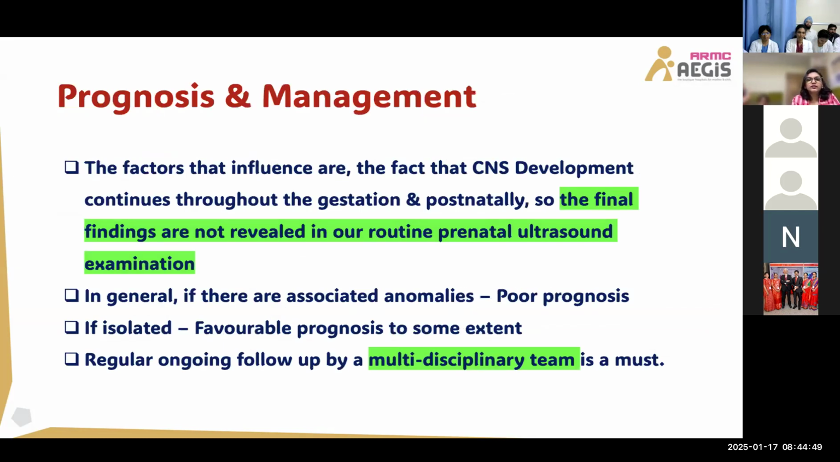So coming to the prognosis part, by this discussion we came to an understanding that the final findings are not revealed in our routine prenatal ultrasound examination. In general, if there are associated anomalies, it is considered to have a poor prognosis, and the prognosis depends on the severity of the associated condition. Whereas in case of isolated septal agenesis, the prognosis is considered to be favorable to some extent, provided the condition is truly isolated postnatally.